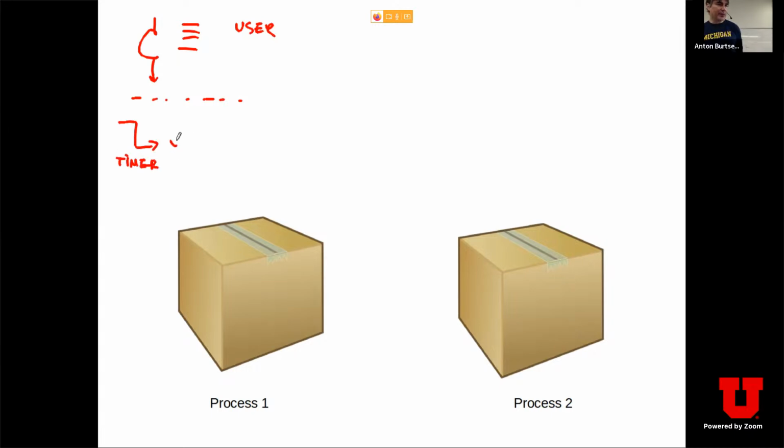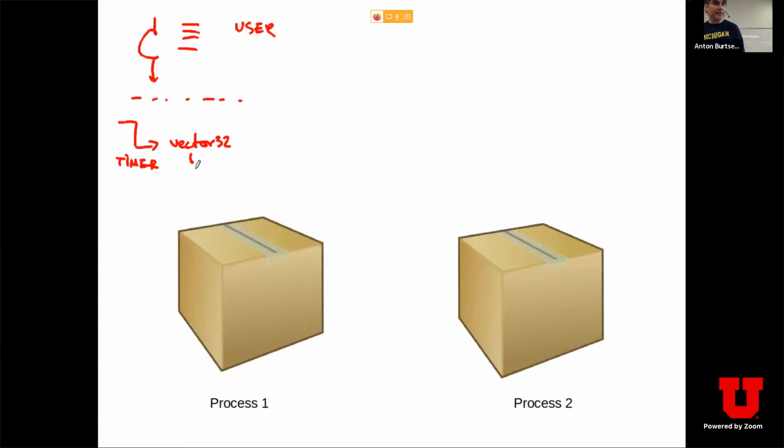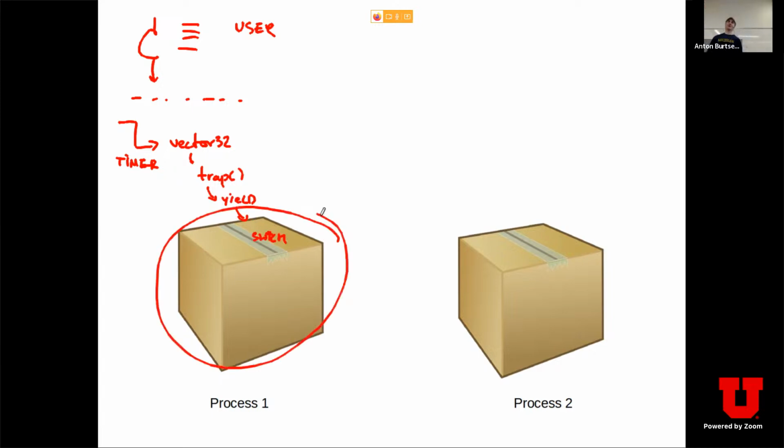We started executing vector 32, like all traps, sorry. Then got to the trap function, then got to yield, got to scheduler, got to switch, right? And if this switch packs all the state in the process in some kind of a box, it's up to us to design how this box looks.